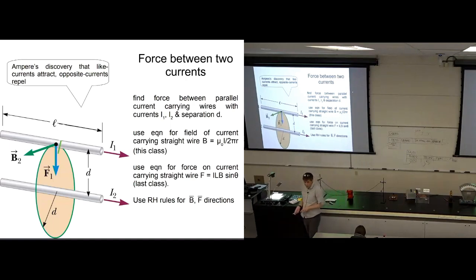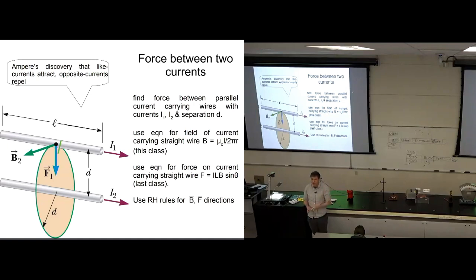Look, we now know that, for example, wire number 2 creates a magnetic field. Wire number 1 is sitting in that magnetic field. It's going to feel a magnetic force. So there'll be a magnetic force on wire number 1 due to wire number 2. Likewise, wire number 1 creates a magnetic field surrounding it. Wire number 2 is sitting in that field, and so it's going to experience a force. Wire number 2 experiences a force that's exerted by wire number 1.